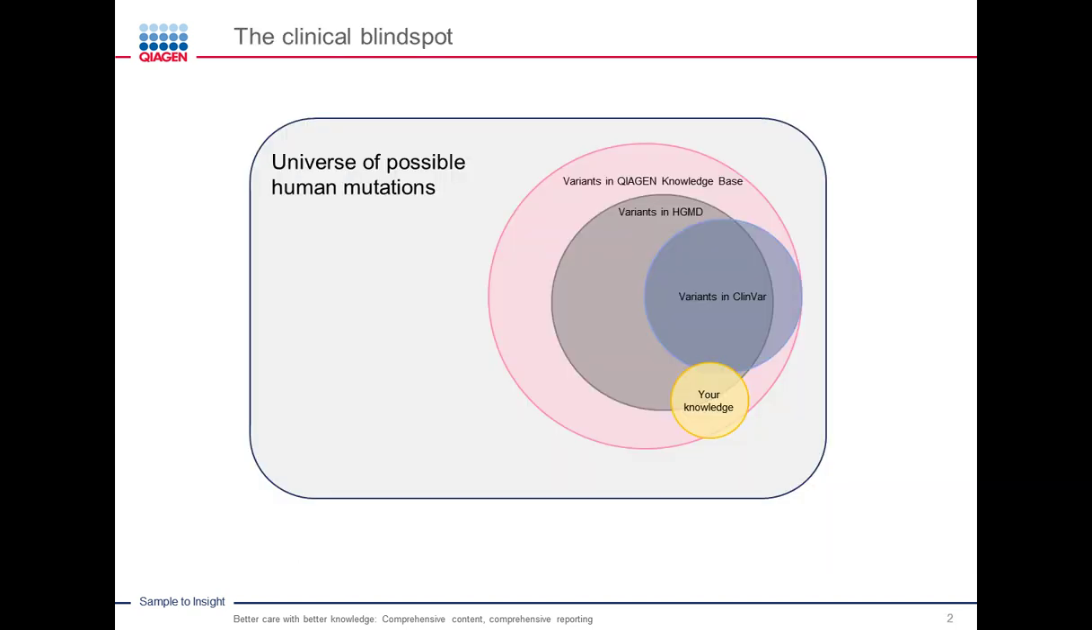So the first thing I want to talk about is this clinical blind spot. As more patient samples get sequenced around the world, we're starting to uncover more novel variants from various patients and patient populations. And in this bubble, I try and depict the universe of all possible human mutations. Of course, we're just starting on that endeavor to uncover all these mutations.